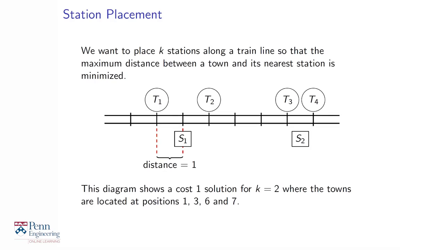So this diagram here shows you a solution with a cost of 1 for 2 stations to be placed on the towns, where the towns are located at points 1, 3, 6, and 7. And you can see station 1 is placed right in the middle of T1 and T2 at location 2. So the distance from station 1 to T1 is 1, and the distance from station 1 to T2 is also 1. And station 2 is placed halfway between T3 and T4 at location 6.5.